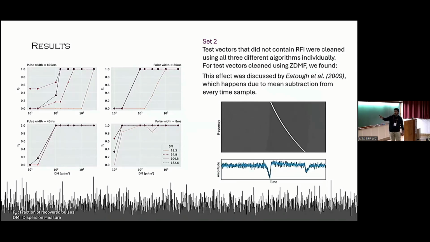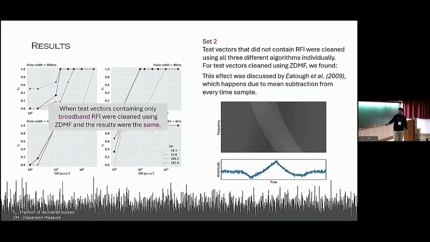Any pulse that you pass through ZDMF, or zero DM matched filtering, you get these bars which are dips in the time series, and which also reduce the amplitude of the pulse. This depends on the width of the pulse as well. The greater the width, the greater the dips, and the lower the signal-to-noise ratio that you're going to get for the pulse. Hence, you'll start losing pulses. When we did the same thing for test vectors containing broadband RFI, we lost many pulses, and it was something similar. This is an observation.